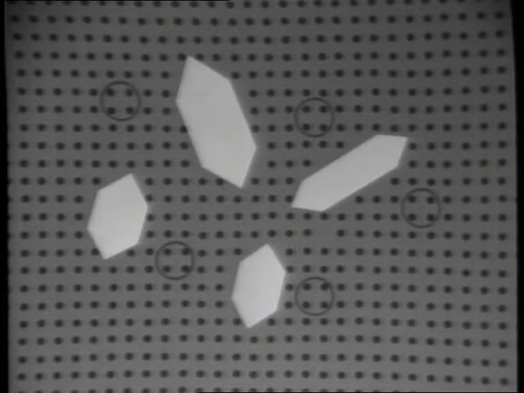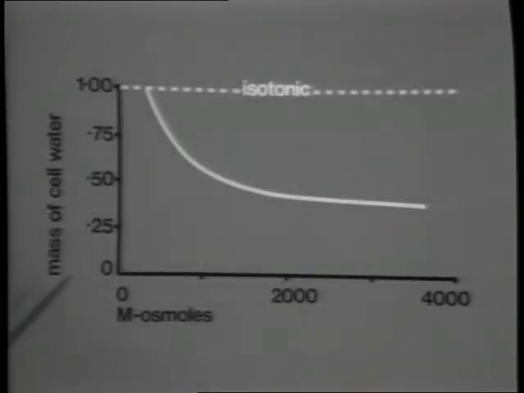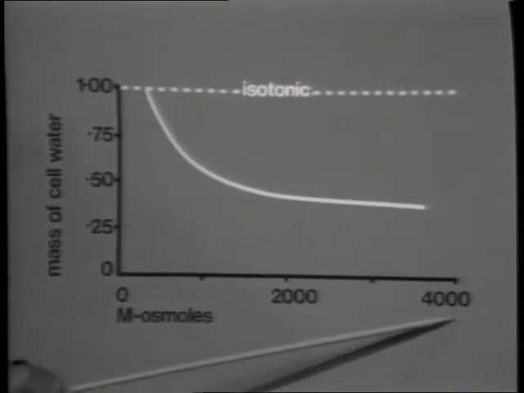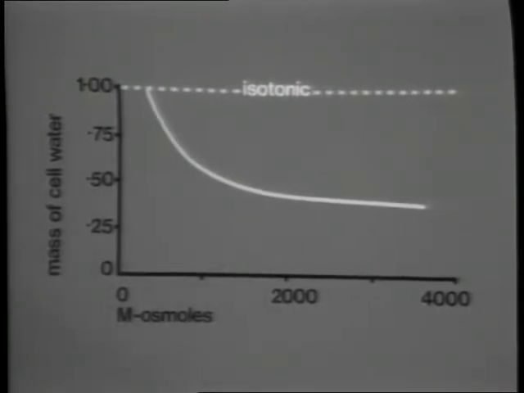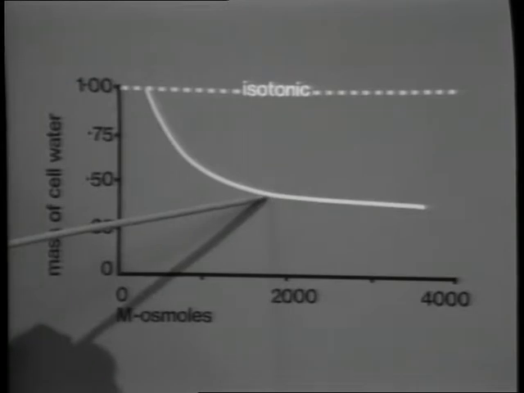Now, these diagrams are all very well, but let me just show you that this does actually happen. Here I have a graph prepared by my colleague Tony Woolgar showing the mass of cell water in red cells suspended in sodium chloride solutions of increasing strength. And you can see that the cells shrink and reach a minimum volume at around about 1800 milliosmoles.